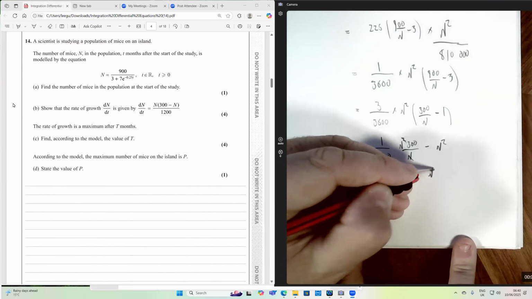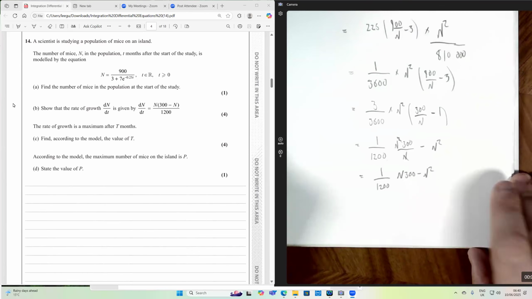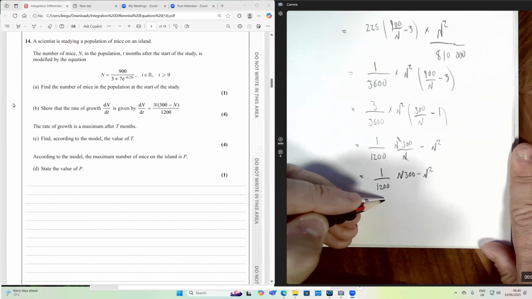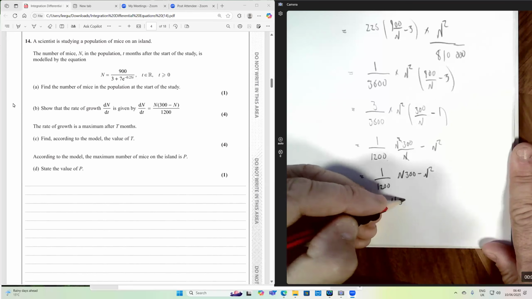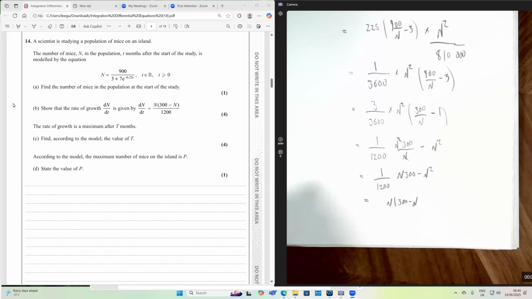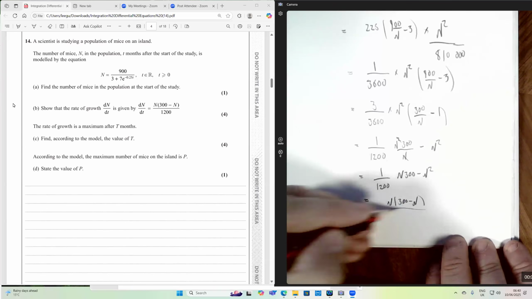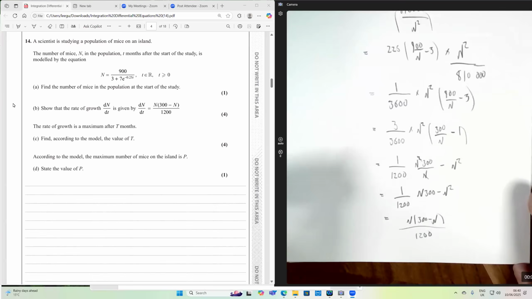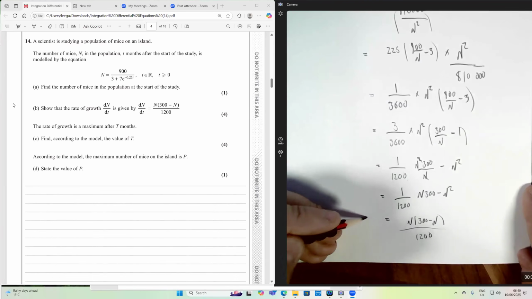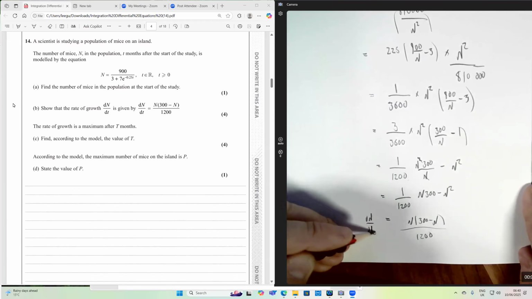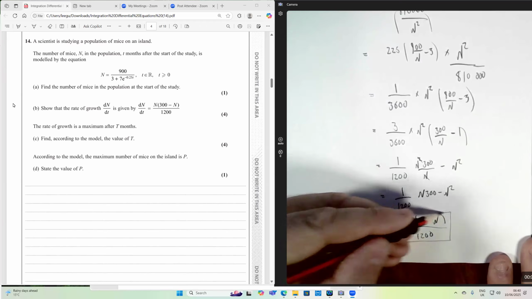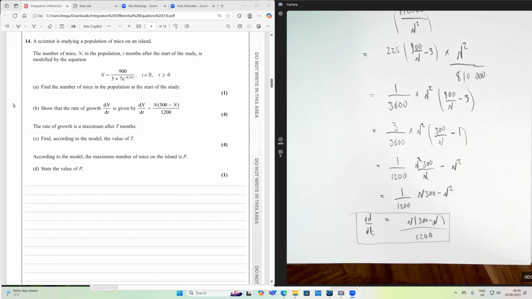300 minus n squared. So all we do now is just literally factorize out the n. So we've now got n times 300 minus n all over 1,200. And that, I think, is like the nicest way of simplifying that one. I mean, I say nice, it's quite tricky, but it is a question that's quite near the end of the paper. So that is our part B done. Show that the rate of growth can be expressed in that form.